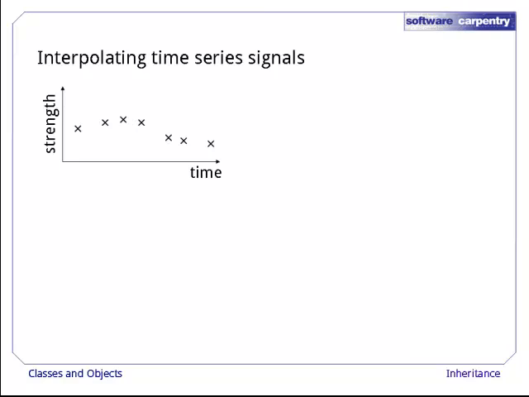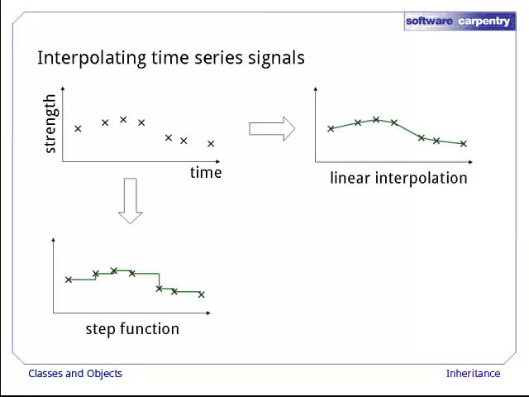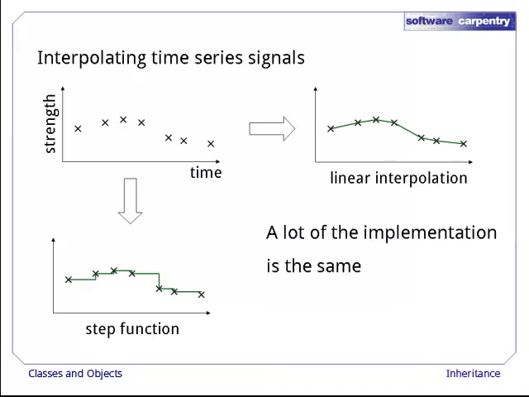We were given a signal that had been sampled at irregular intervals, and we built classes to do stepwise and linear interpolation in a way that let us use one or the other, or yet another class that we haven't written yet, in the rest of our program. A lot of how we implemented those two classes was the same. How can we eliminate the redundancy so that there's no duplicated code in our program?